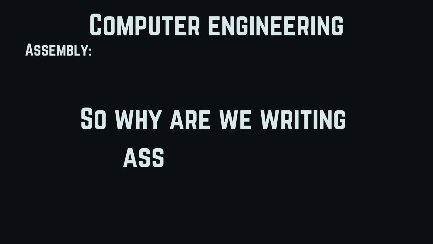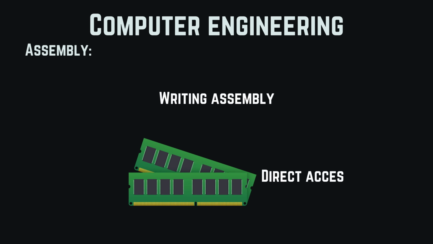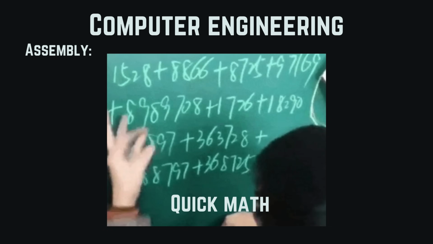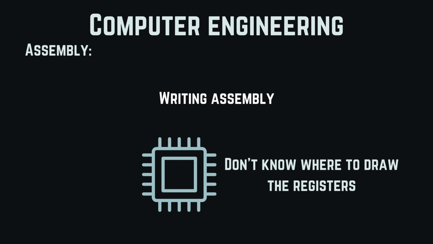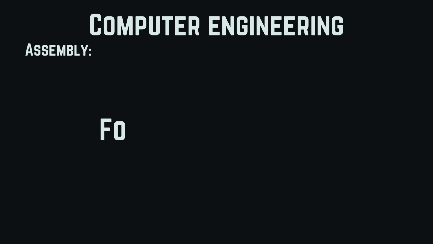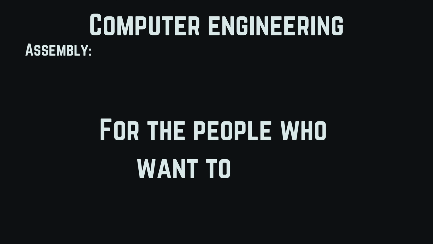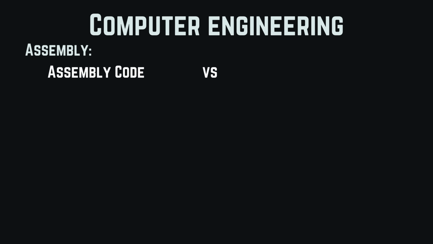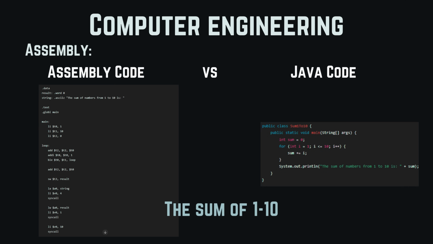So why are we writing assembly code then? When we write assembly code, we have direct access to our memory, and we can perform very fast calculations by loading our information into our CPU registers. For the people who want to see how a block of code in assembly versus how a block of code in normal programming languages looks like, here's a picture.